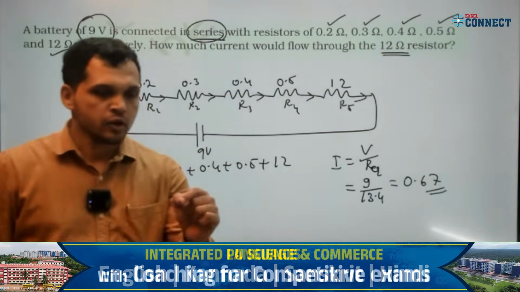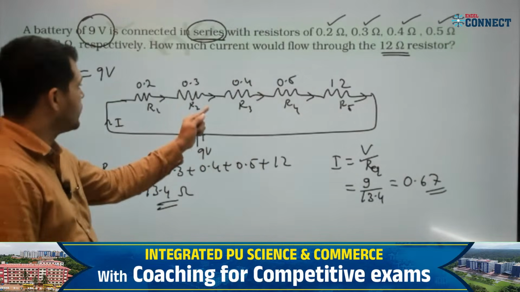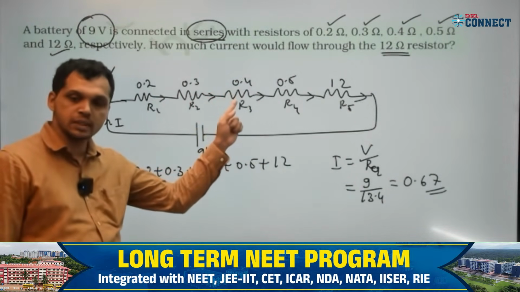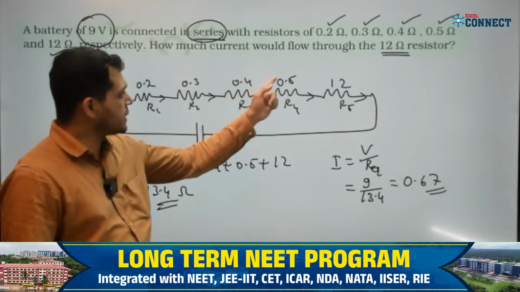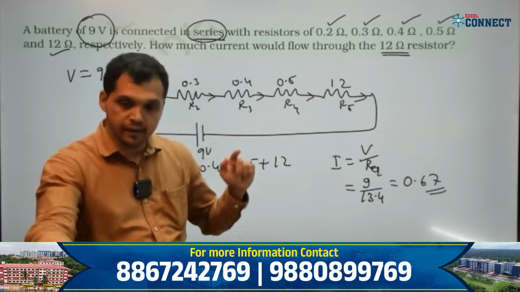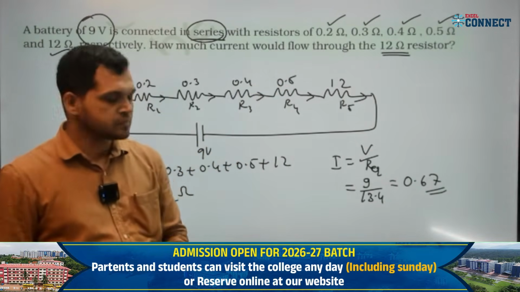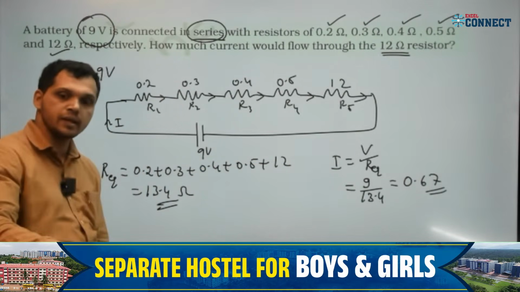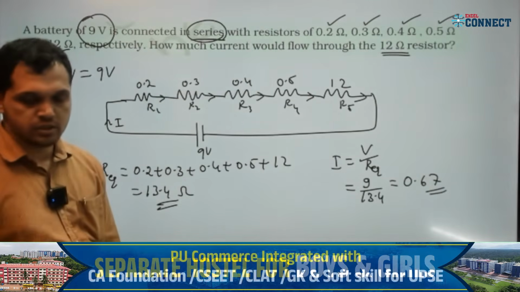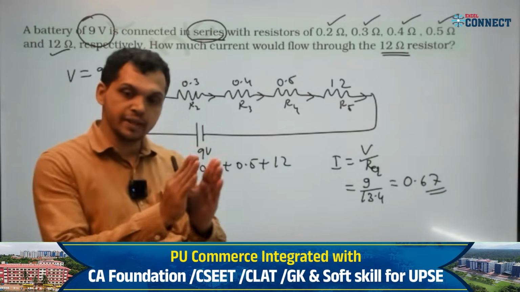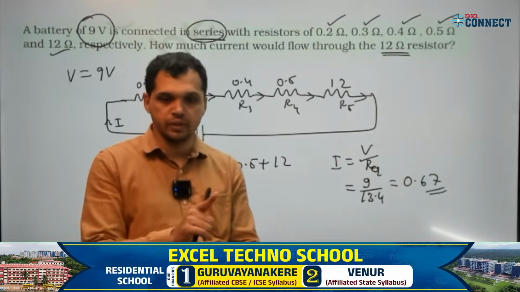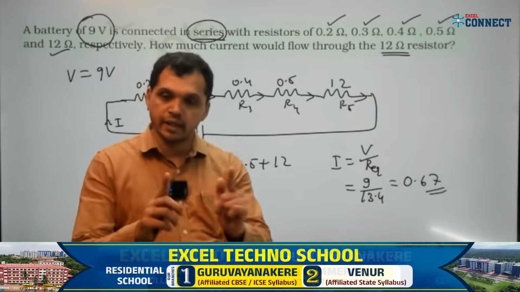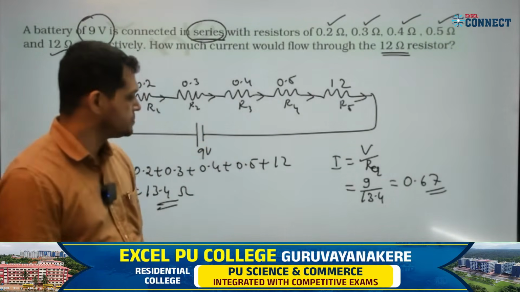Suppose they ask a question, what is the current through the 0.4 ohm resistor? Answer is the same. What is the current through the 0.5 ohm resistor? Answer is the same, right? Same answer. That is I is 0.67. But in parallel, if they ask, the value will be different. In a parallel combination, current through each resistor is different. But in series combination, current through each resistor is the same.